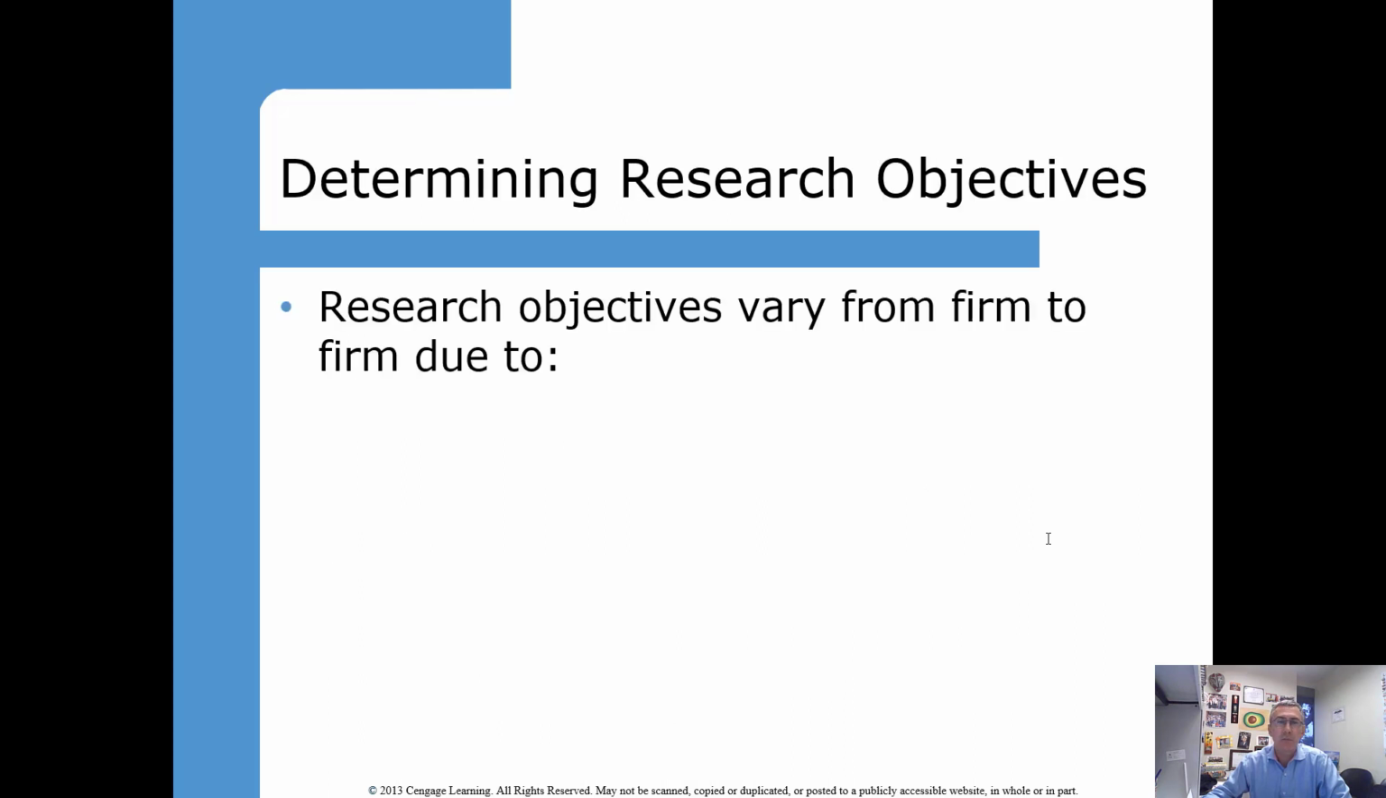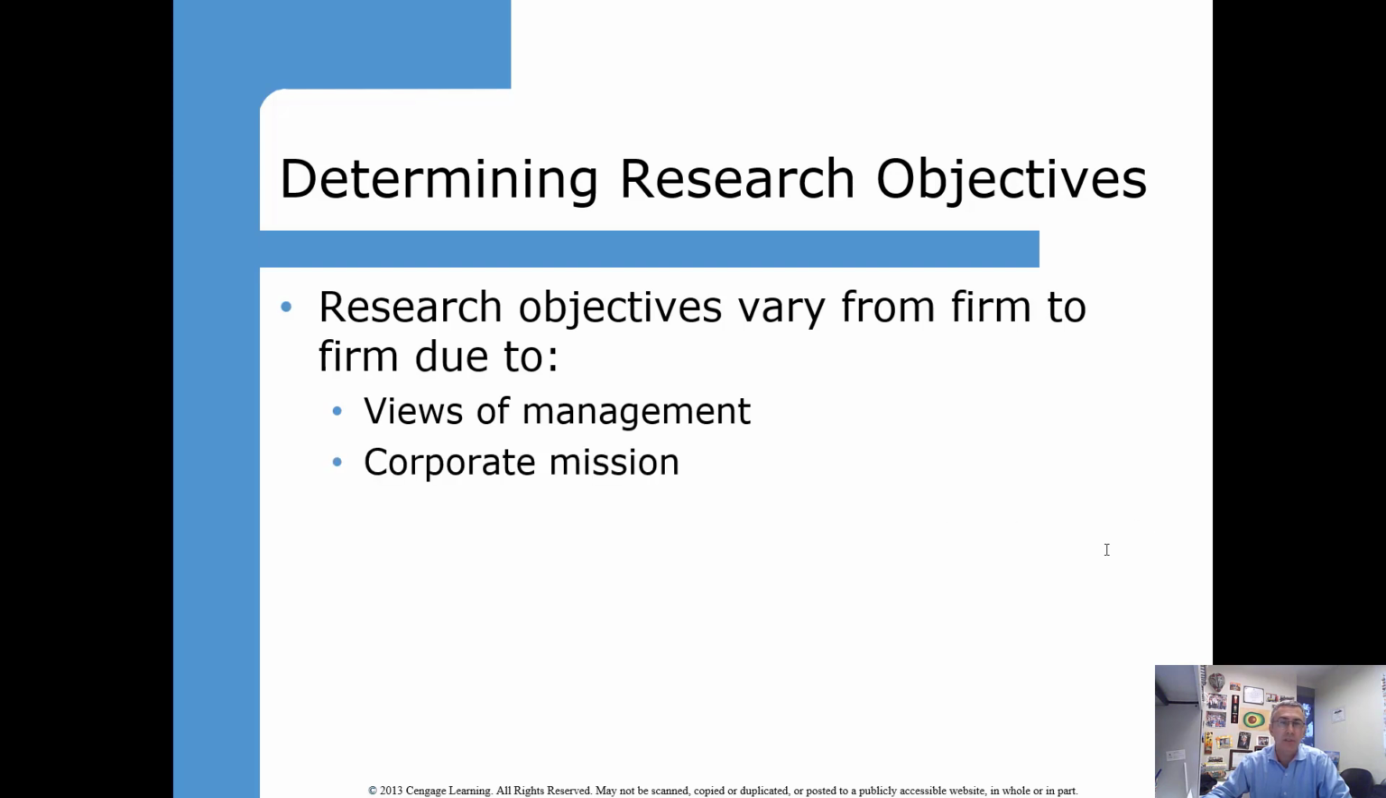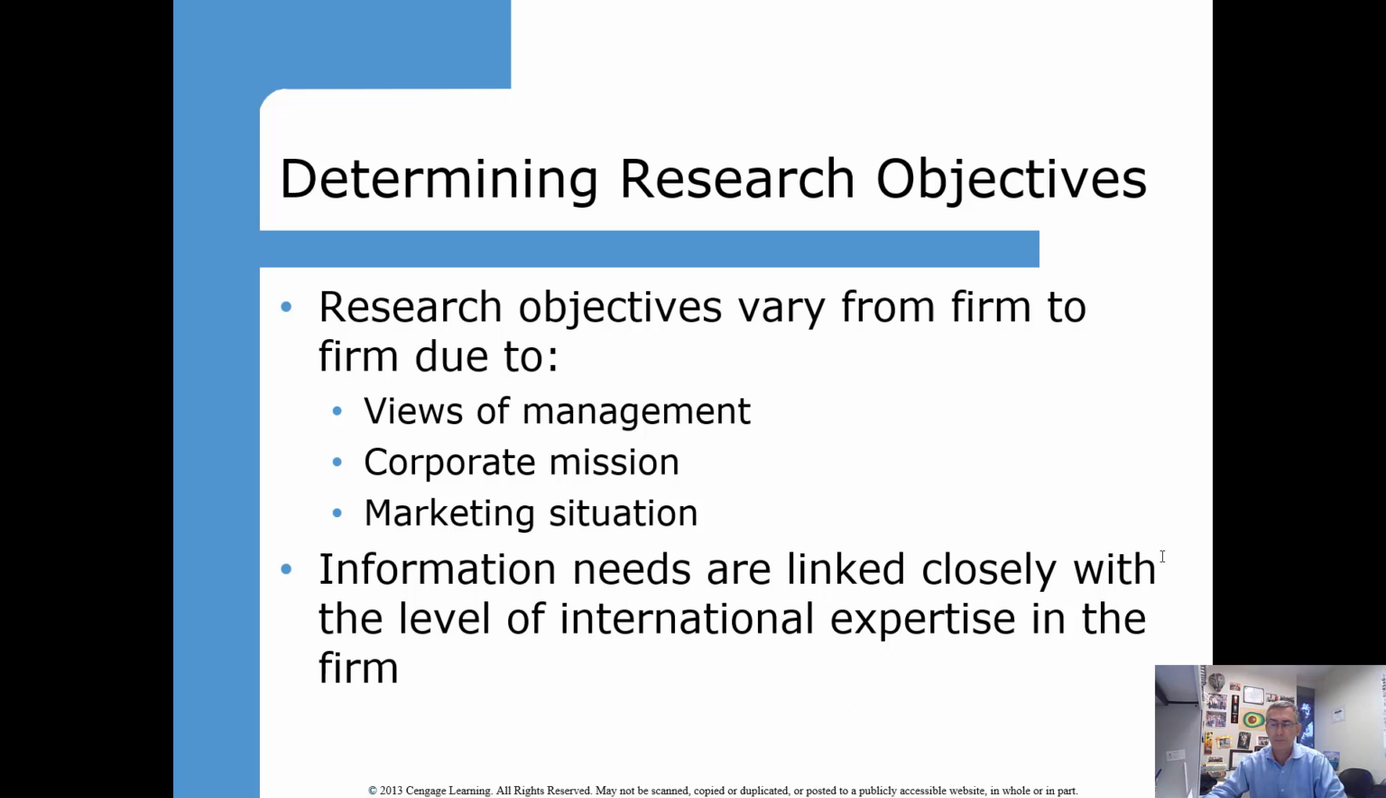Determining a research objective. The research objective varies from firm to firm due to the views of management and the corporate mission of the company. Again, if you have a very narrow product line, not a very broad one, and a very specific mission, maybe some markets are just not going to work for you. What's the marketing situation? Information needs are linked closely with the level of international expertise in the firm. And as we just identified, a lot of firms lack that.